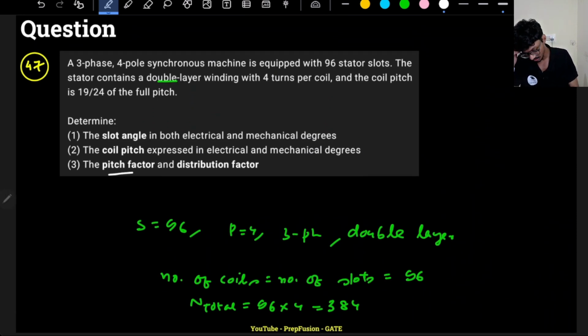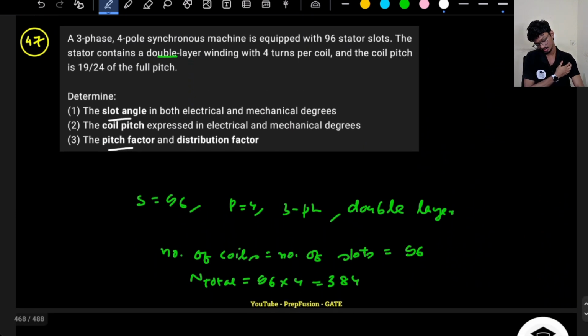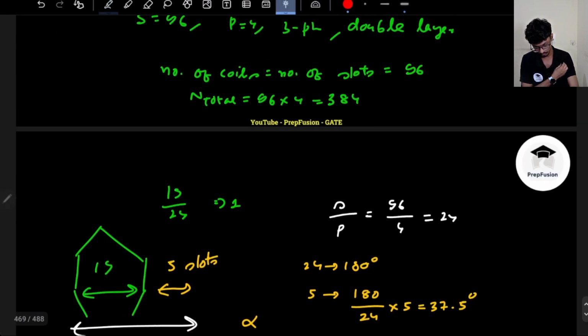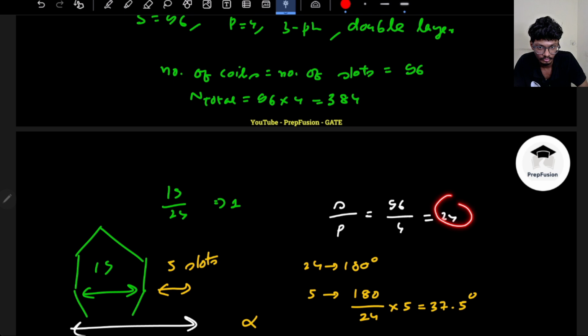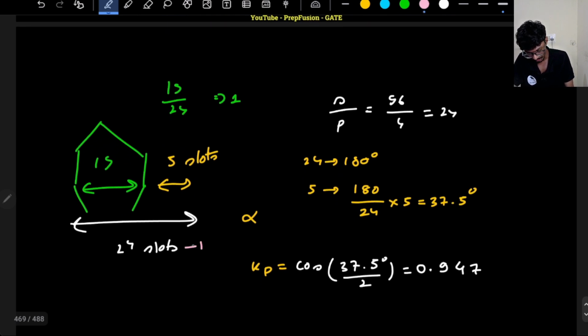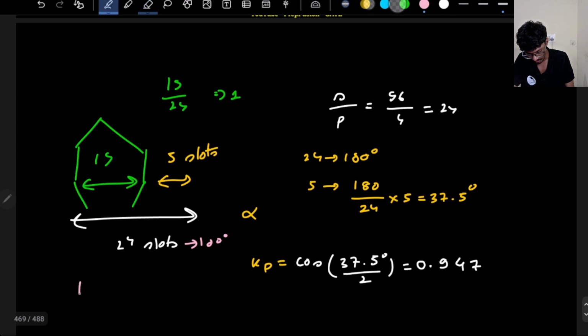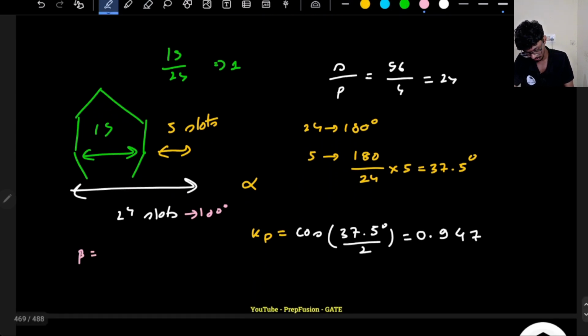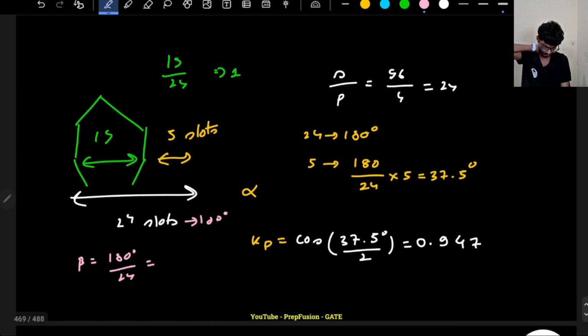Okay, so the slot angle, what is a slot angle in both mechanical and electrical degrees, right? Slot angle. So slot angle will be basically slots per pole. So in each pole I am covering 24 slots. So what will be the slot angle? So 24 slots means 180 degrees. So how much is beta? So how much will each slot cover? So beta will be 180 divided by 24, right? How much angle each slot covers? So 180 divided by 24.